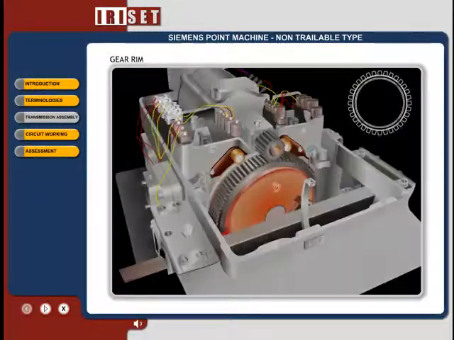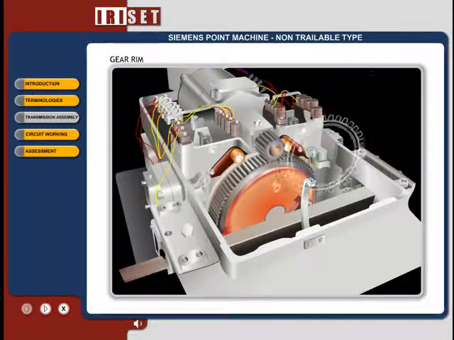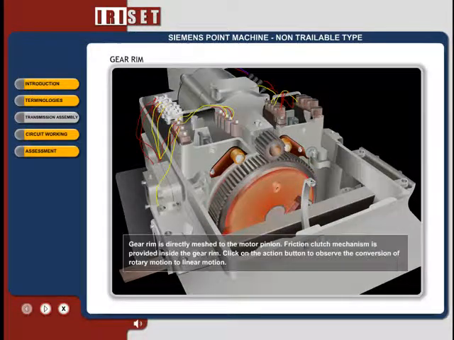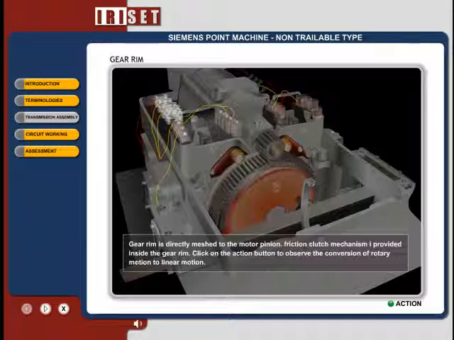Gear rim. It is directly meshed to the motor pinion. Friction clutch mechanism is provided inside the gear rim. The main gear rim transmits the rotary motion from the motor to linear motion to the throw rod. Click on the action button to observe the conversion of rotary motion to linear motion.